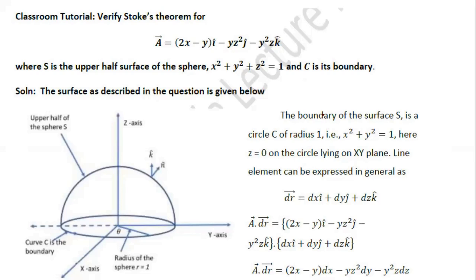So the question here is to verify Stokes theorem for the vector A given, where S is the upper half of the sphere. That means you have a hollow sphere like this. You cut the sphere into half, and this is called the upper half of the hollow sphere. So this surface S has two sides.